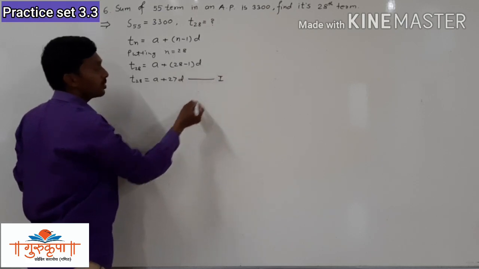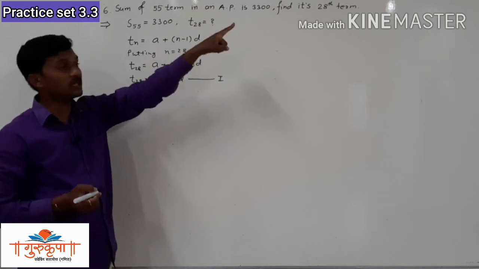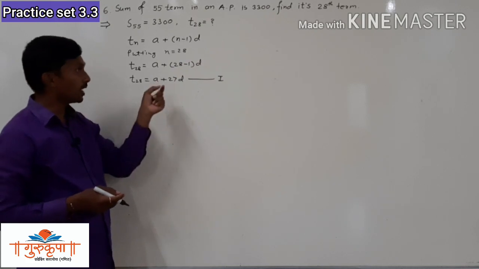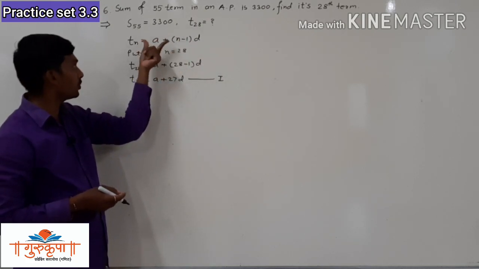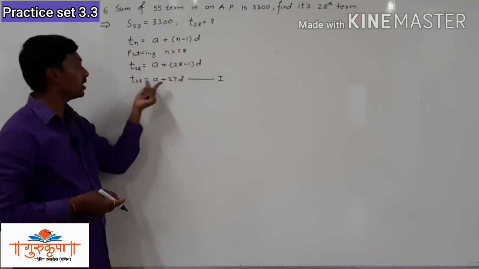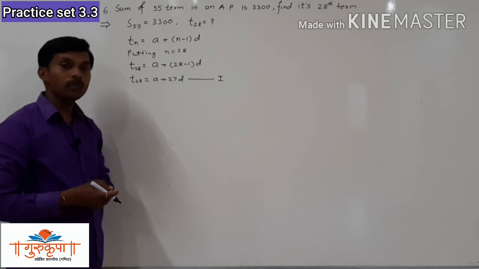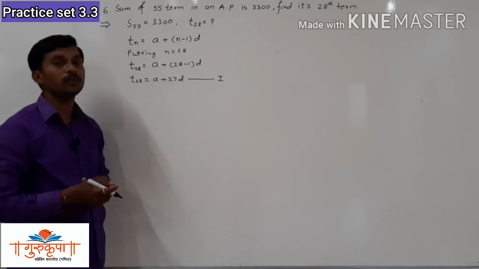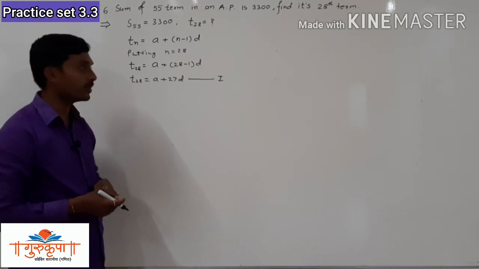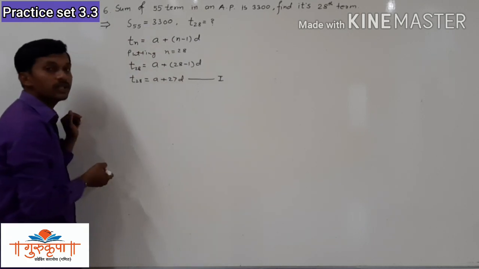So T28 is equal to a plus 27d, and we will represent this as equation 1. We already discussed that the 28th term of an AP is a plus 27d, but we cannot write it directly, so we put the formula here. Then putting n equal to 28, we get T28 is equal to a plus 27d. Now we have to try to get the value of a plus 27d. How can we get it? We will use the given information to find the value of a plus 27d.